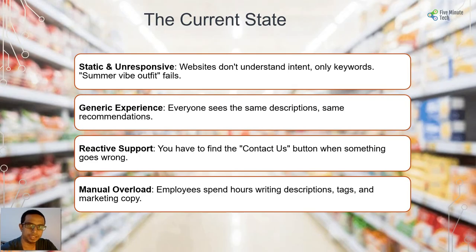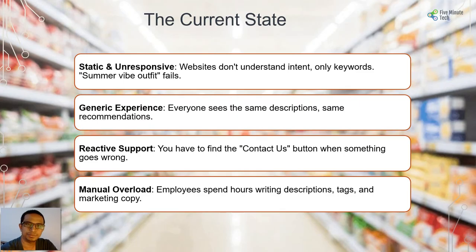Now, what is the problem statement or the current state of the systems? It is static and unresponsive, wherein the website has a number of buttons and clicks which the user has to do to reach the destination. There are search boxes where he can type in, and then some results come in where he has to decide what he wants. They don't understand the entire intent, only keywords, and intents like a summer vibe outfit fail.